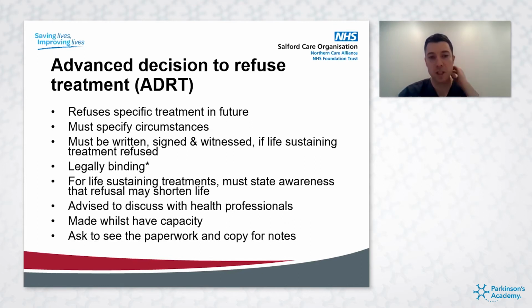Then we've got the very much more specific advanced decision to refuse treatment. So this refuses a specific treatment in a future time, at which time the patient lacks capacity. The key thing about this is it must be very specific to the circumstances that the patient is in at that time. It must be written, it must be signed and witnessed, and if it relates to a treatment which is potentially life-sustaining, you must document that you acknowledge that that life-sustaining treatment is being refused in this ADRT.